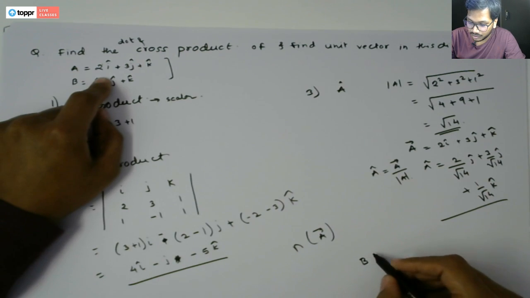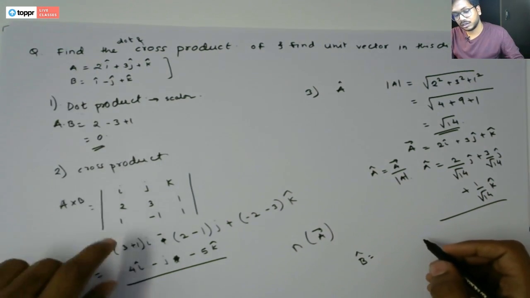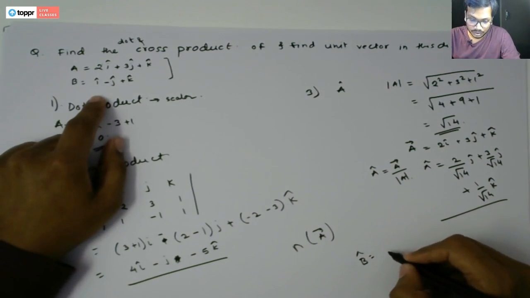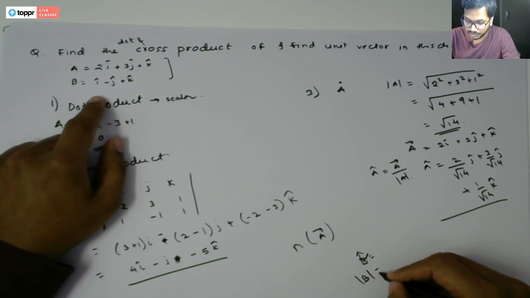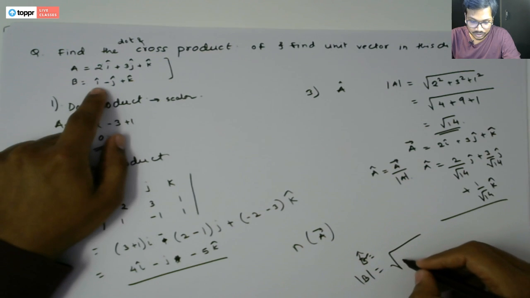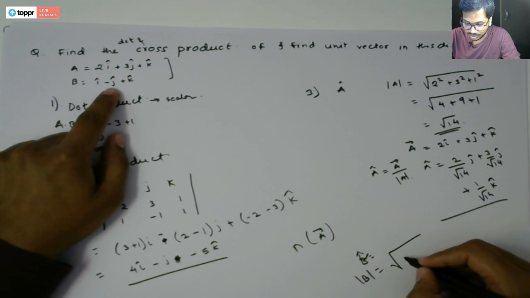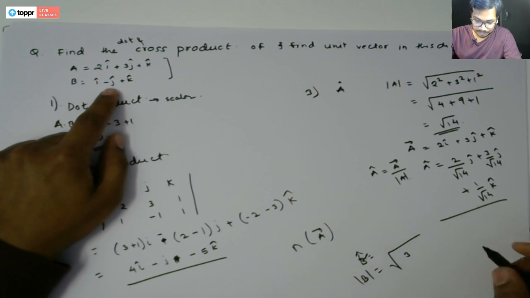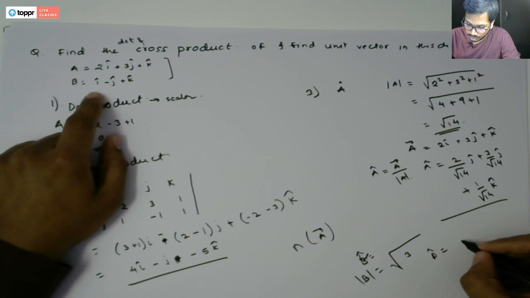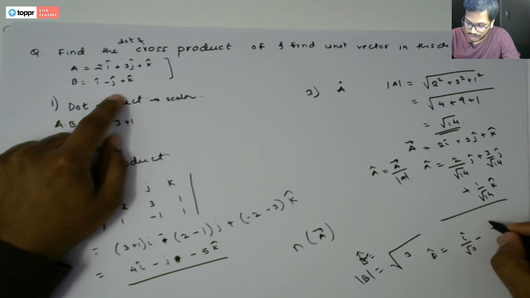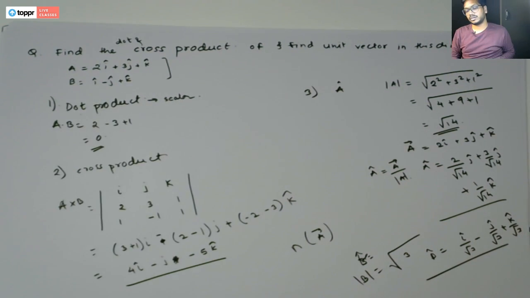And very similarly, you can find a unit vector in the direction of B. Let us find the magnitude of B first. Magnitude of B is given by root of 1 square plus 1 square plus 1 square, so that would be root 3, and B cap would be i cap by root 3 minus j cap by root 3 plus k cap by root 3. This would be the unit vector in direction of B.